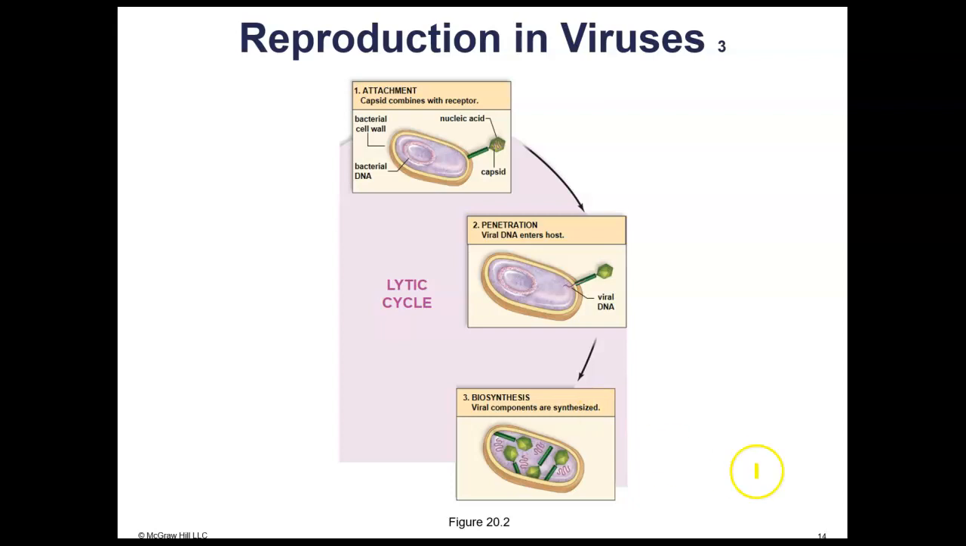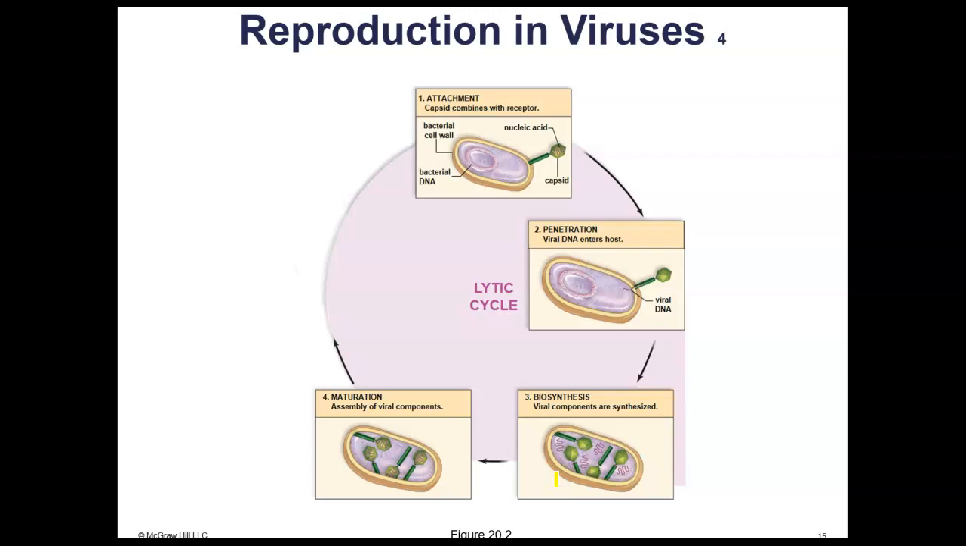And the biosynthesis stage, because what we're looking at is the lytic cycle or the active cycle, the host cell is now tricked into producing the components that are required to make new viruses. So we see the green capsid and we see the purple DNA. And then the maturation is incorporating or assembling all those components into new viruses, mature viruses.